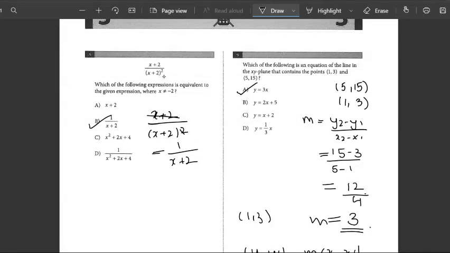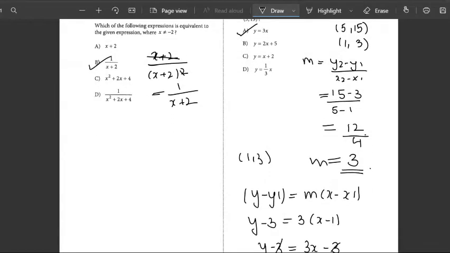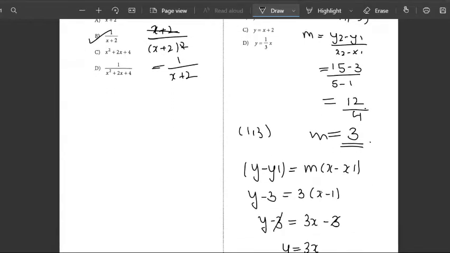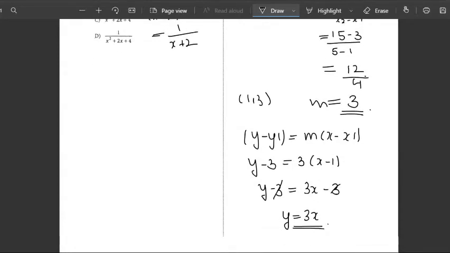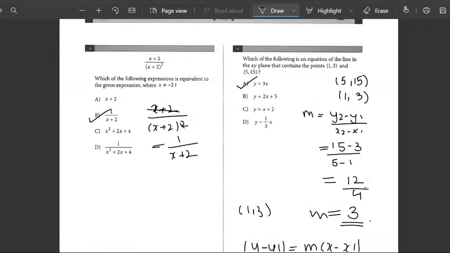This x plus 2 will cut out. So you get 1 upon x plus 2. 8 is B. And 5 comma 15, 1 comma 3 would be 12 by 4, which is 3. So y minus 3 is equal to 3 into x minus 1. So y is equal to 3x. 9 is A.